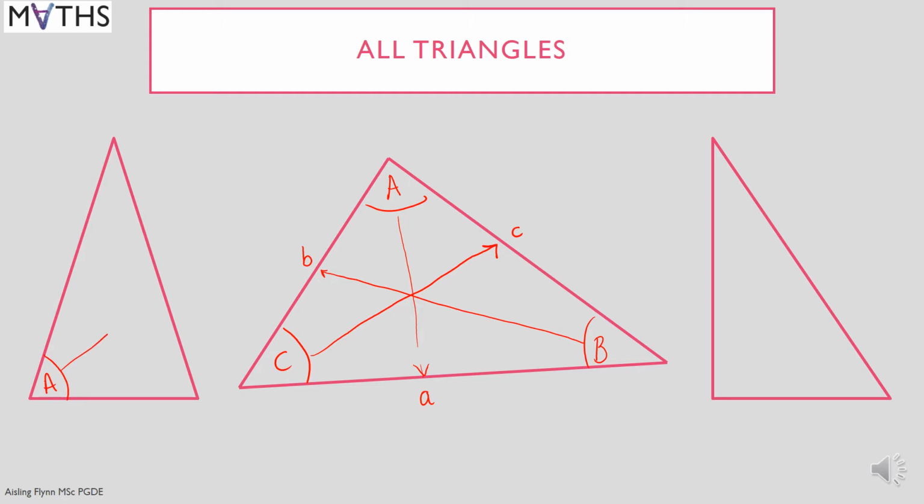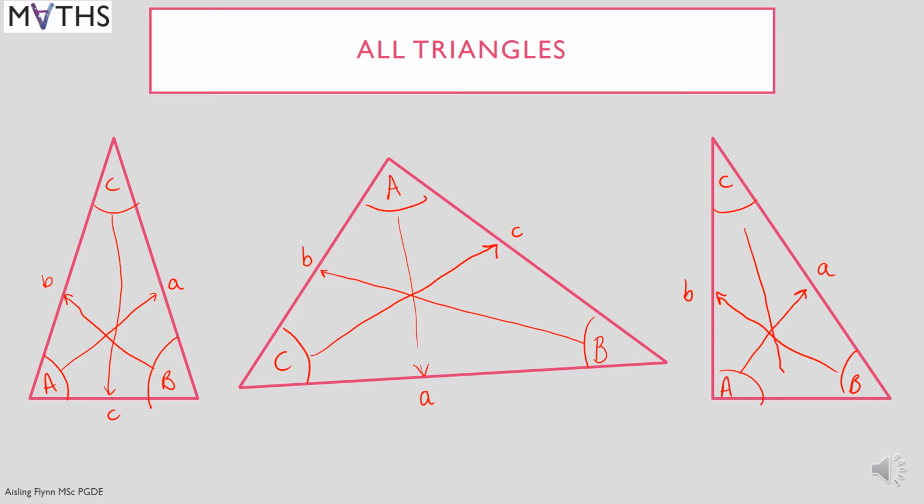So angle A is opposite side a, angle B is opposite to side b, and angle C is opposite to side c. The same goes even for a right angle triangle. You can choose to label A, B and C as is convenient for your question. We'll see that in a while. So what is the Sine Rule?